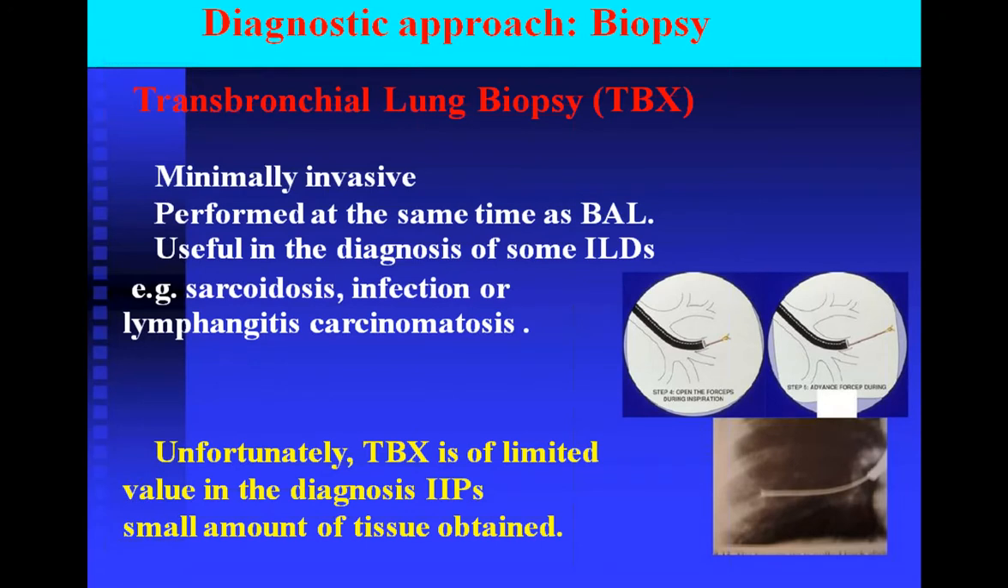Then the biopsy, transbronchial lung biopsy. This lung biopsy we usually have to do only in selected cases of interstitial lung disease patients. If there is suspicion whether this interstitial lung disease is because of usual interstitial pneumonia or non-specific interstitial pneumonia, then in some selected cases, if the patient is fit enough, we have to analyze the risks and benefits. Then you can go ahead for transbronchial lung biopsy. Especially it is used in the diagnosis of certain ILDs like sarcoidosis, infection, lymphangitic carcinomatosis.